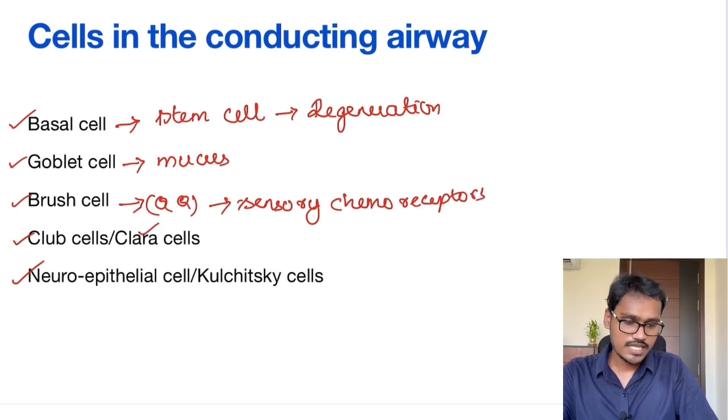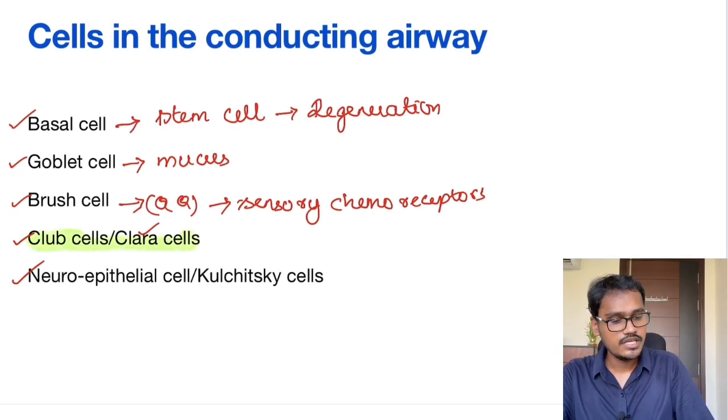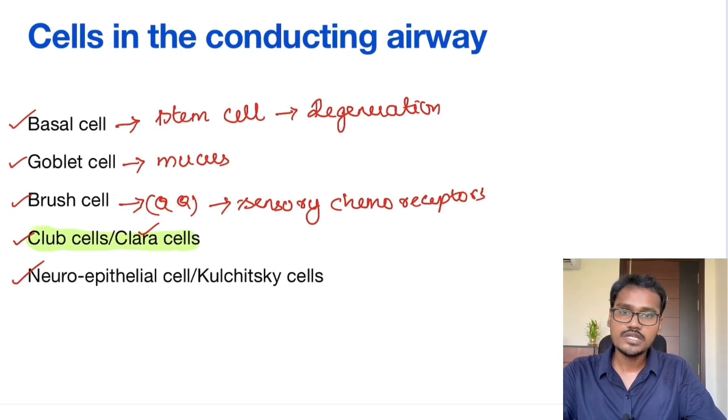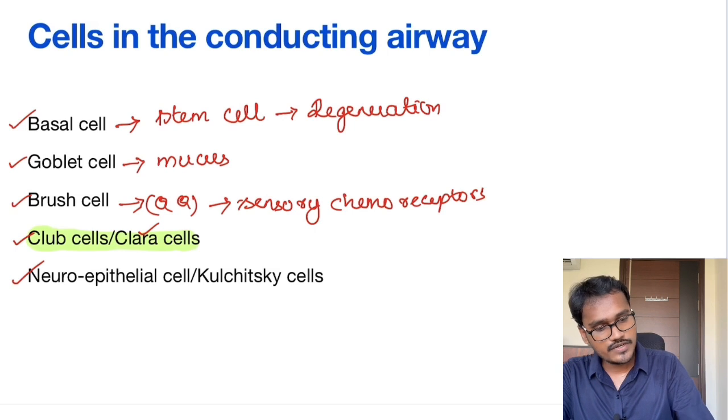Then coming to the Clara cells, previously it was referred as Clara cells, now the new name used is club cells. Again it is very important. They produce a protein which is called surfactant stabilizing protein. They don't produce a surfactant, they produce surfactant stabilizing protein.